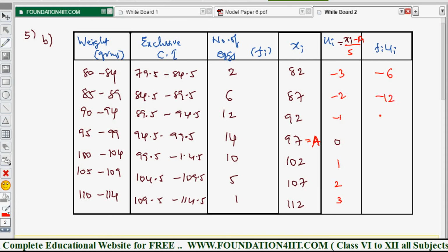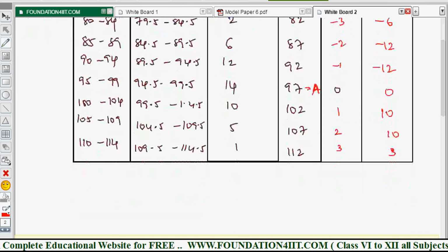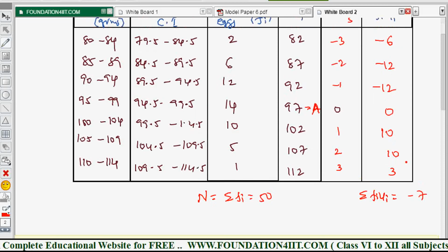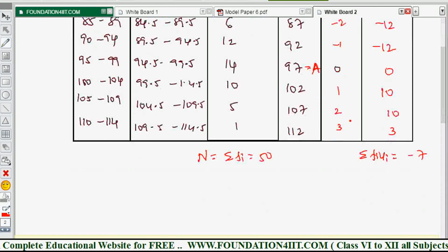Next to minus 12, say minus 12. This is 0. 10 1s are 10, 5 2s are 10, 1 3 is a 3. Now using this table we need to find the n value. n is equal to sigma Fi. If you add this total you get 50, the sum of this column. And sigma Fi Ui also: add negative numbers and positive numbers separately, subtract, and you get minus 7.